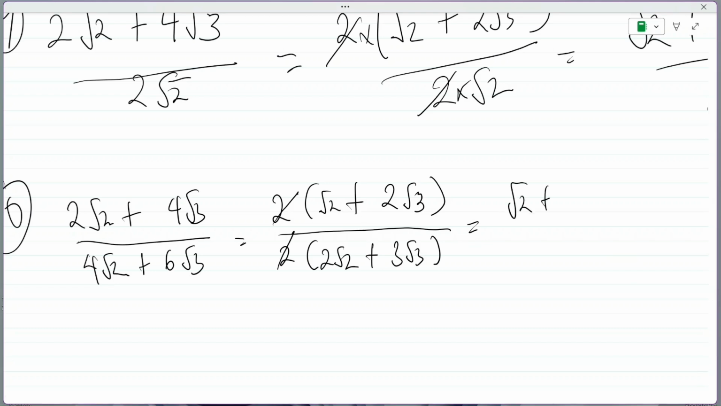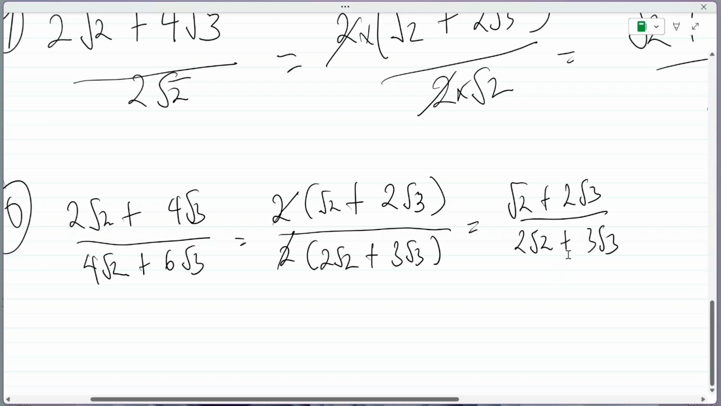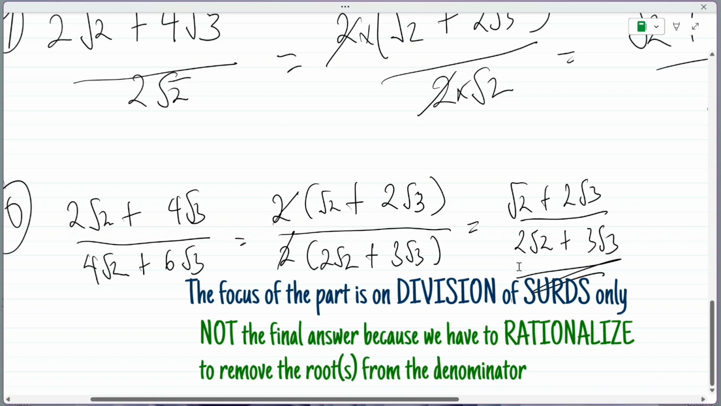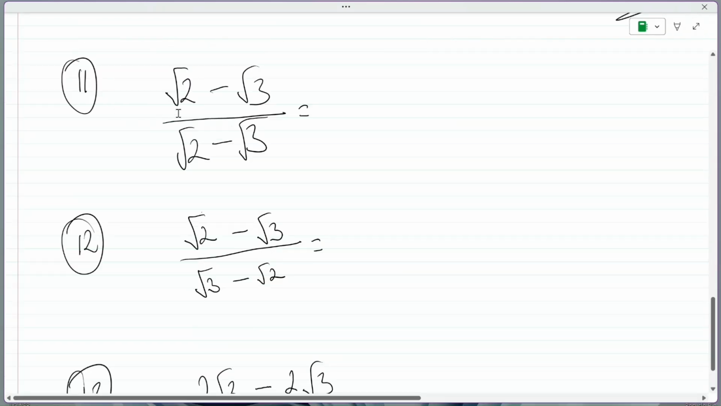You have root 2 plus 2 root 3 over 2 root 2 plus 3 root 3. At this point, you can't just cancel out because they are linked by addition. Root 2 plus 2 root 3 over 2 root 2 plus 3 root 3. Answer. Question 11. Root 2 minus root 3 over root 2 minus root 3.